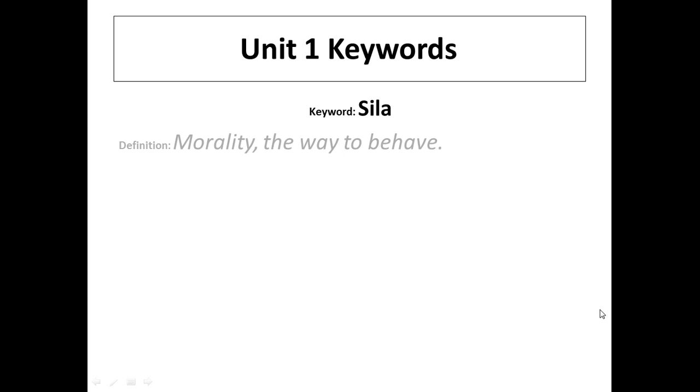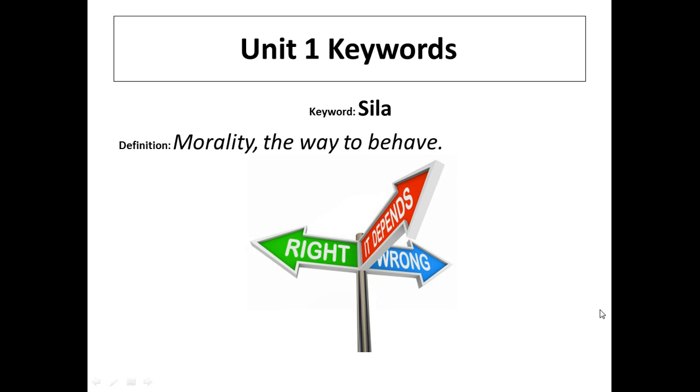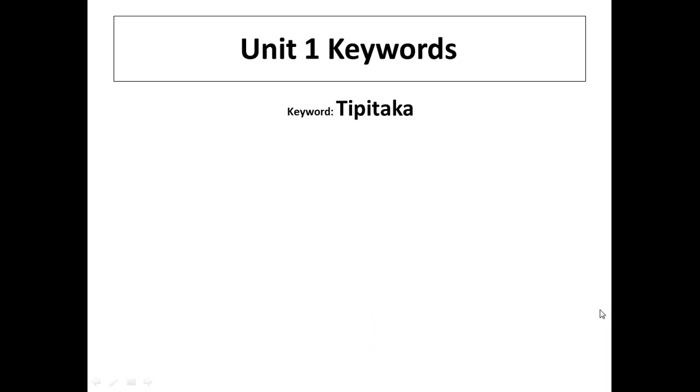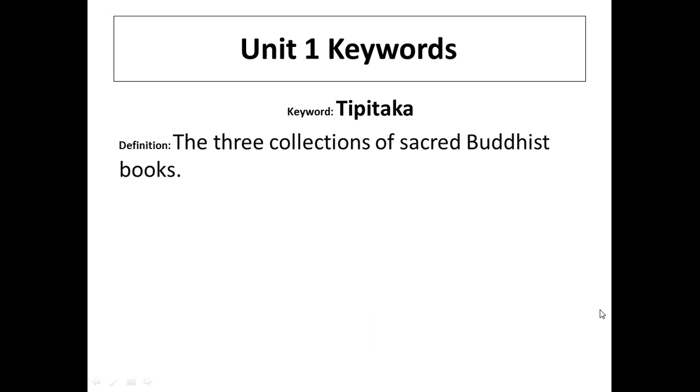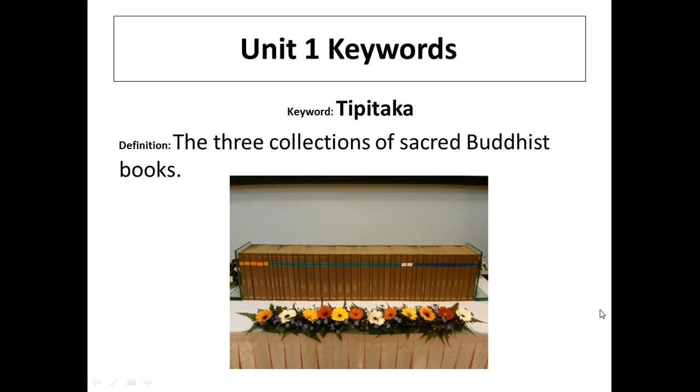Sila, what does it mean? Morality, the way to behave. There is an image to try and get that into your brain. Right, wrong, or it depends. Tipitaka, what is it? The 3 collections of sacred Buddhist books. And there they are.